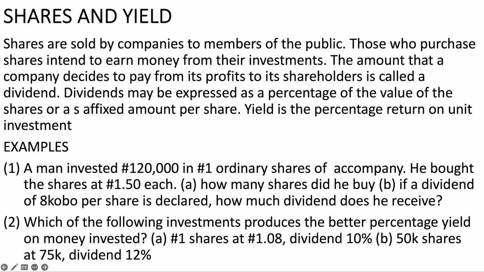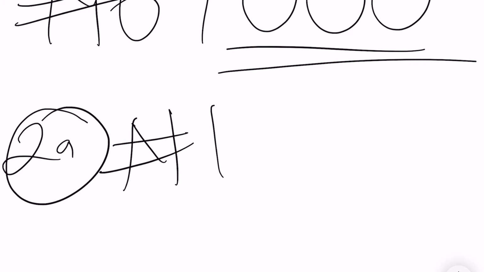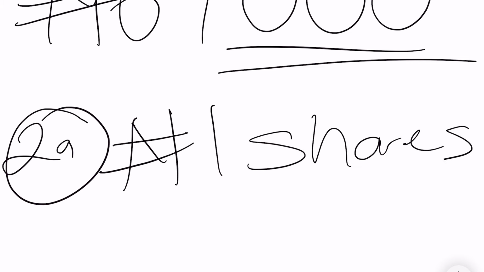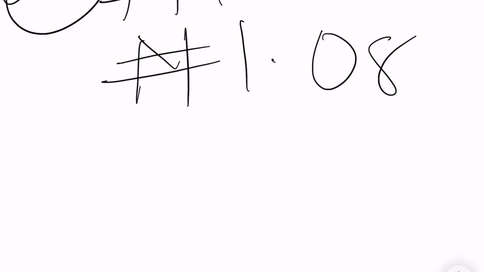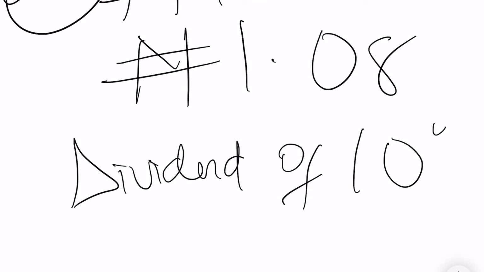Now, our second example for today is: which of the following investments produces the better percentage yield on money invested? The first one is 1 naira shares at 1 naira 8 kobo with a dividend of 10%.